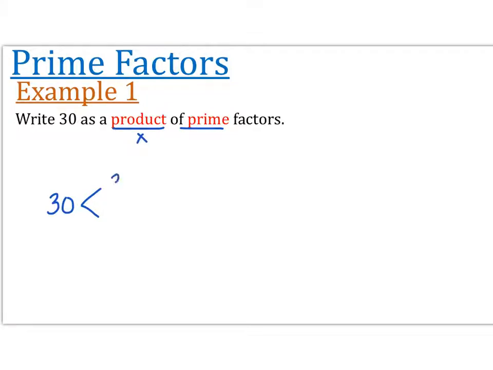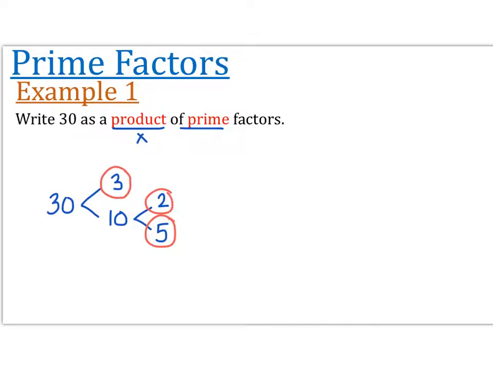I'm going to say 3 times 10. 3 times 10 makes 30. 3 is a prime number, so I'm going to circle it because there's no other numbers that I can use that are going to multiply to 3. 10 is not a prime number, so I can find 2 other numbers that multiply to make 10. Those would be 2 and 5, and 2 and 5 are both prime numbers, so I'm going to circle those. There's no smaller numbers that make up 2 or 5.